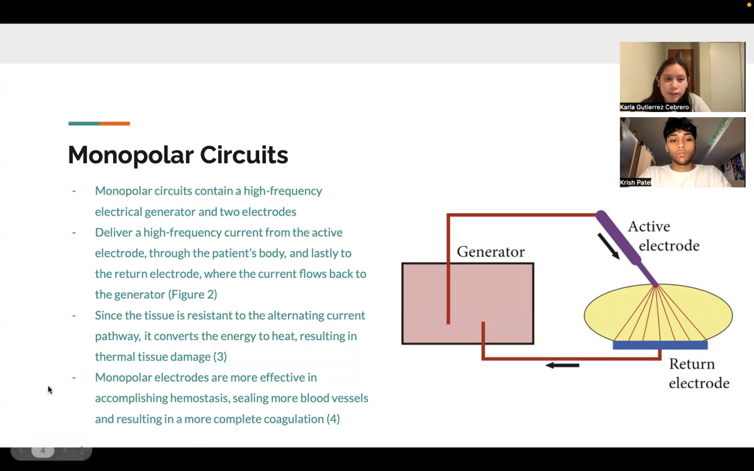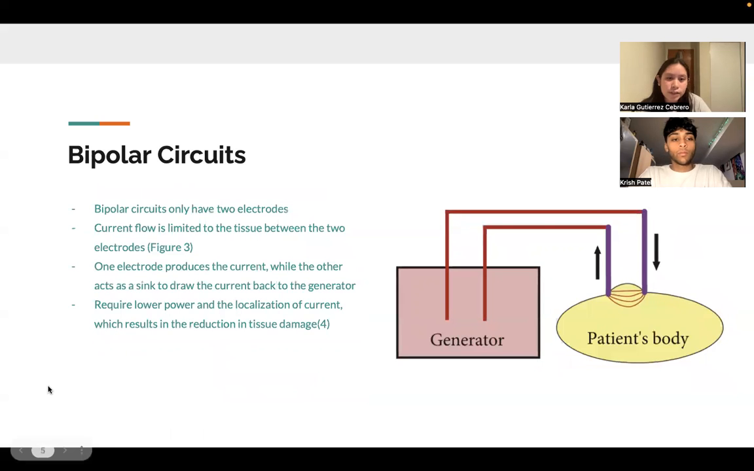The monopolar electrodes are more effective in accomplishing hemostasis, sealing more blood vessels and resulting in a more complete coagulation. Bipolar circuits, on the other hand, only have two electrodes, as seen in the figure to the right, where the current is only limited to the tissue between the two electrodes. One electrode produces the current while the other acts as a sink to draw the current back to the generator. These circuits require a low power and a localization of current, which results in a reduction in tissue damage.